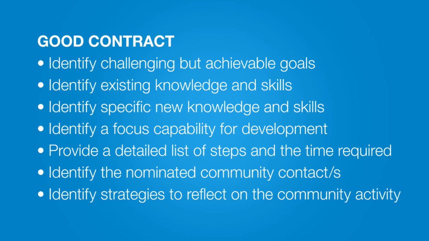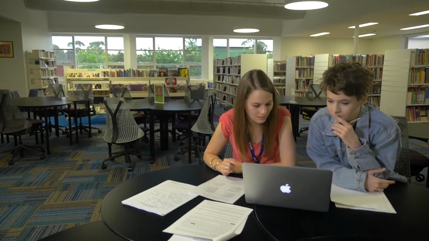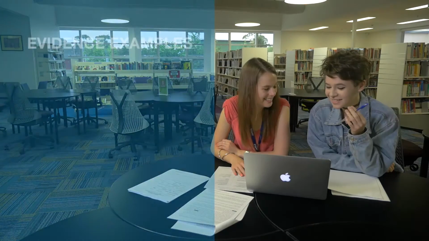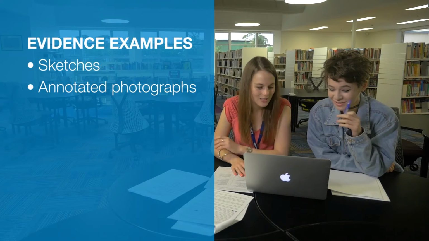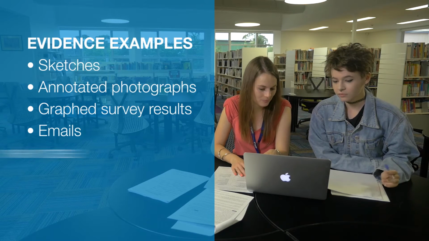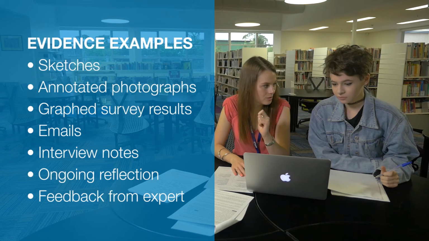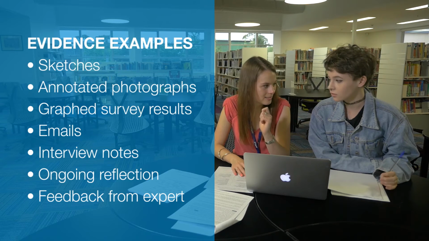and identify strategies to reflect on the community activity. So, how can we as teachers support students to maintain a good record of evidence in their folio? I like to show students examples of folios and point out to them the variety of evidence that can be documented. This may include sketches, annotated photographs, graphed survey results, emails, interview notes, ongoing reflection on progress, feedback from the community expert identified in the contract.